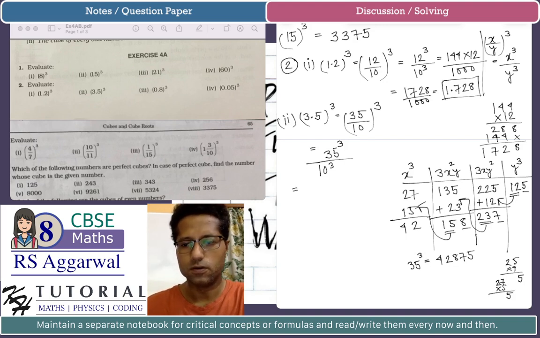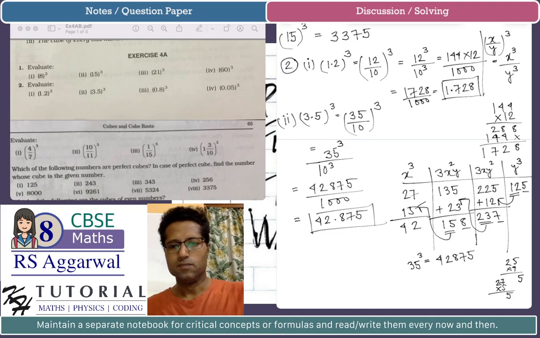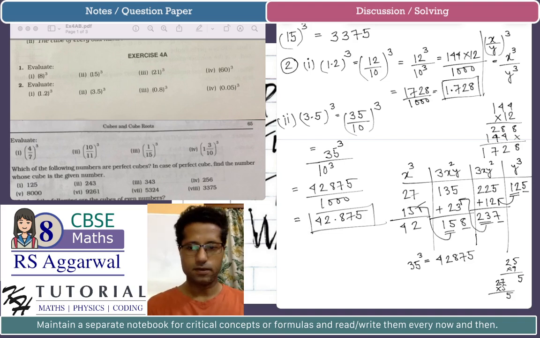So this is equal to 42875 divided by 1000. This is equal to 42.875. Let me quickly check if I did it correctly or not. That is, 35 cube is 42875.